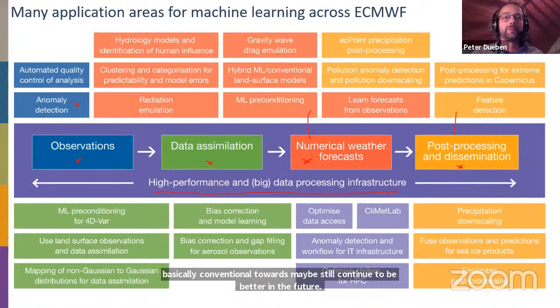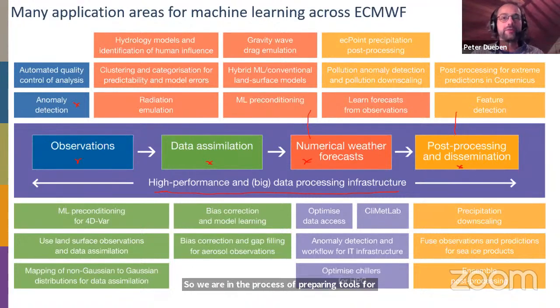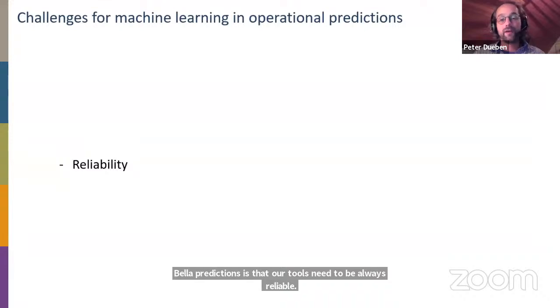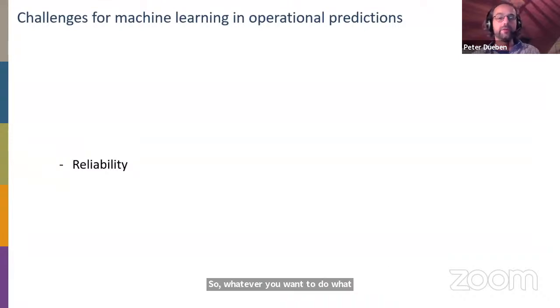We are in the process of preparing tools for operational use, and if you do so, you hit a couple of challenges. One of the big problems in operational weather predictions is that our tools need to be always reliable. Whatever you want to bring into a new operational weather forecast cycle needs to be reliable in the sense that it should not crash, for example, for unknown reasons, and it should always produce the same quality of results to some extent.